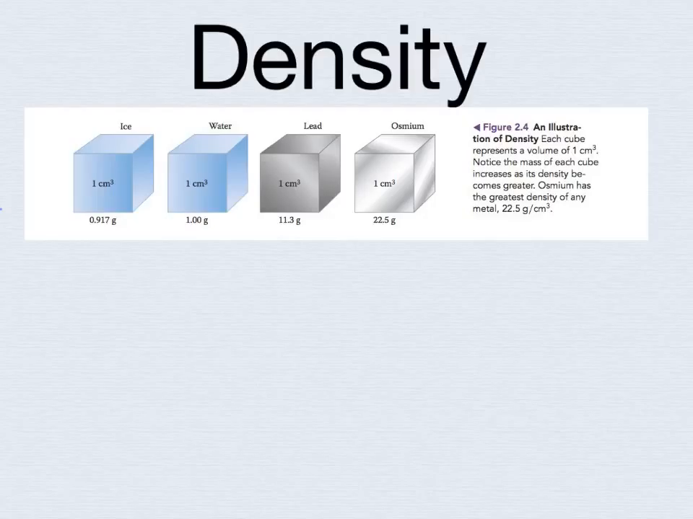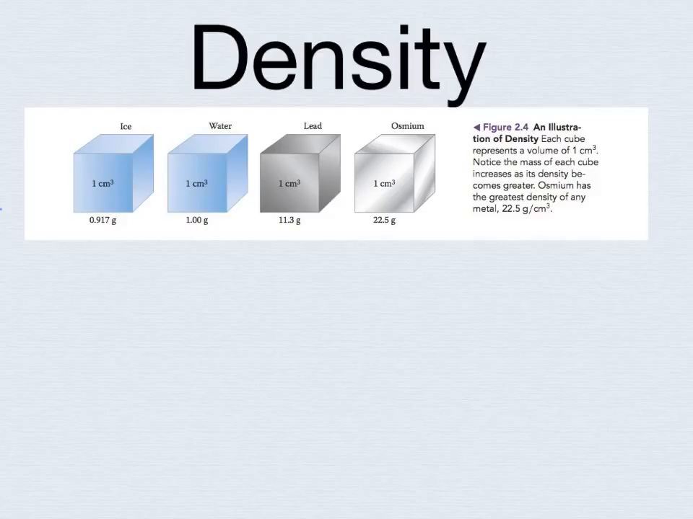You can see that it lists the density of ice to be 0.917, water to be a mass of 1 gram per 1 cubic centimeter. You can see that lead is 11.3 grams per 1 cubic centimeter, and osmium, a very odd pick for a metal, 22.5 grams per 1 cubic centimeter. Instinctually, you should know that the osmium will be the heaviest of those samples because it has the highest mass.